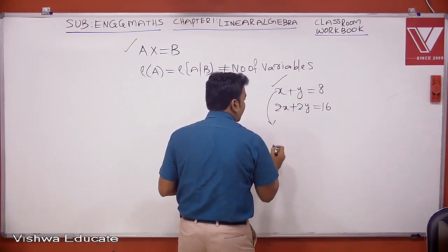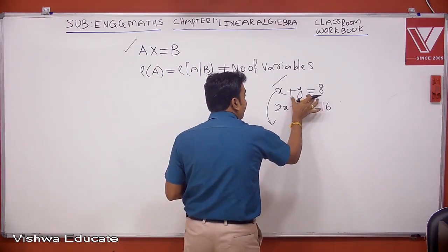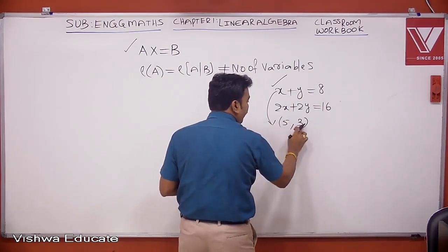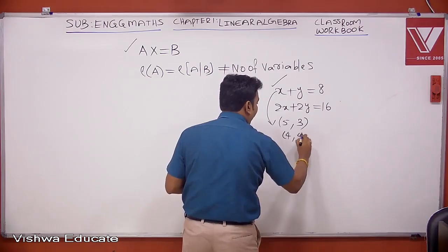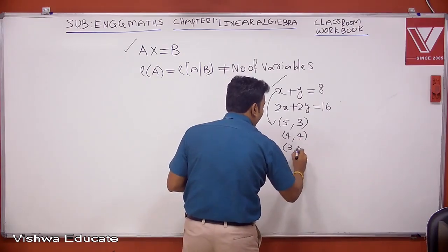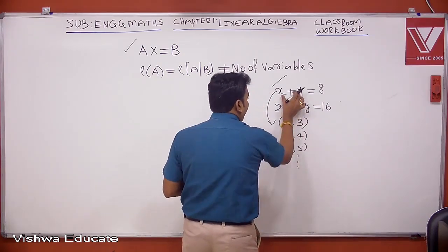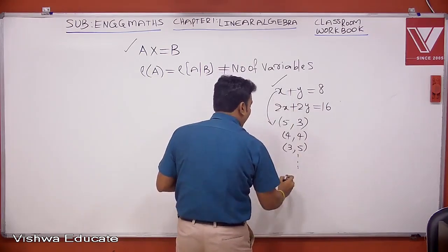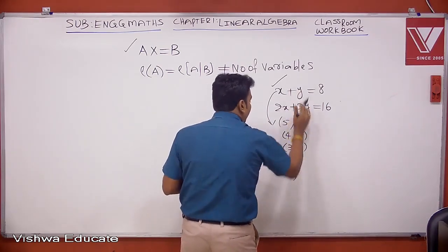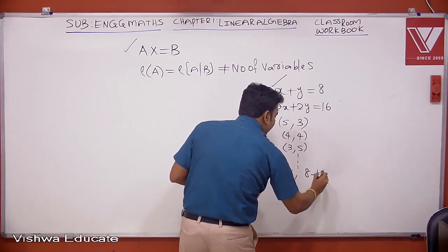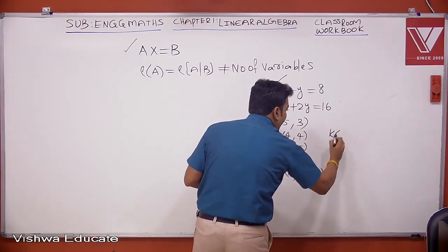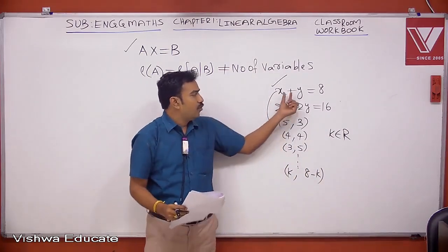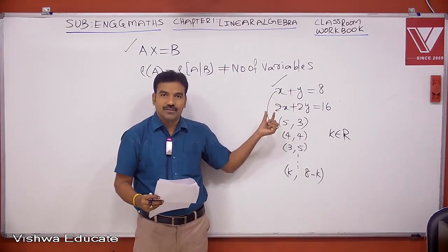Now when you look at this equation, how many solutions are possible? Infinitely many. The possible solutions are: x value 5, y value 3; x value 4, y value 4; x value 3, y value 5. In general, suppose x is fixed to some number k, then y will be 8 minus k, where k is any arbitrary real number. Therefore, this system has infinitely many solutions.